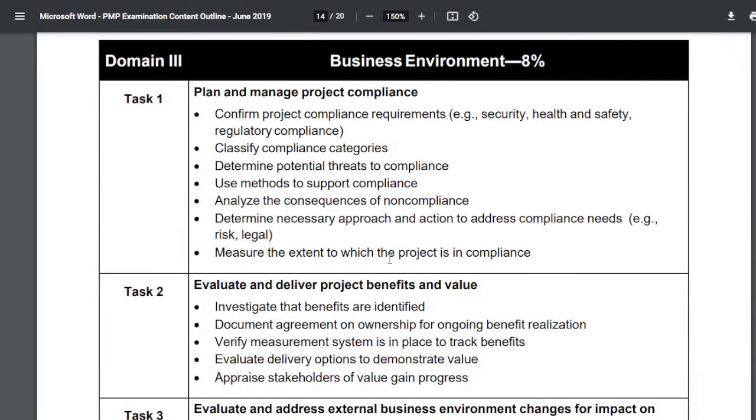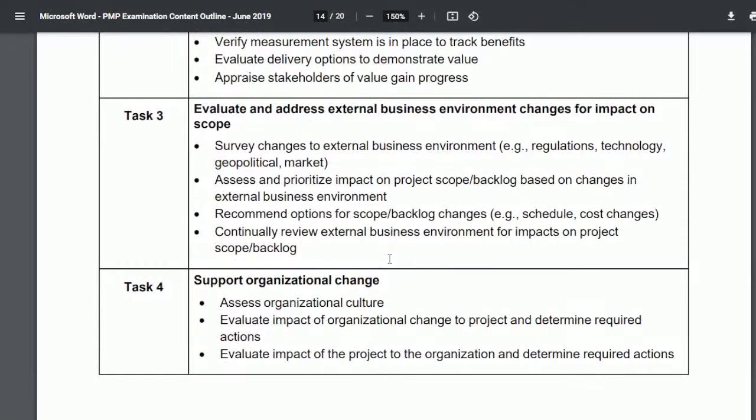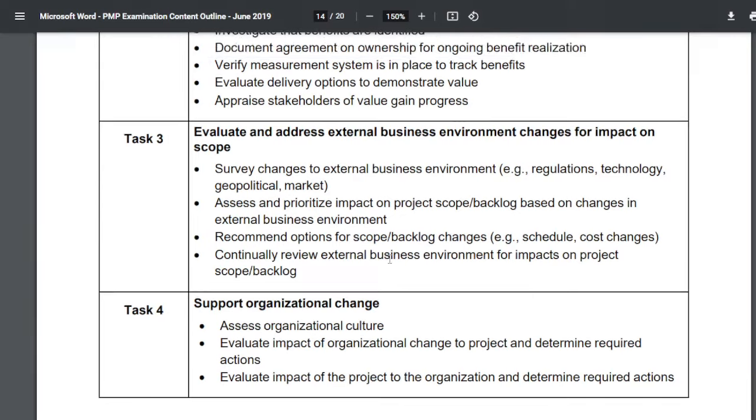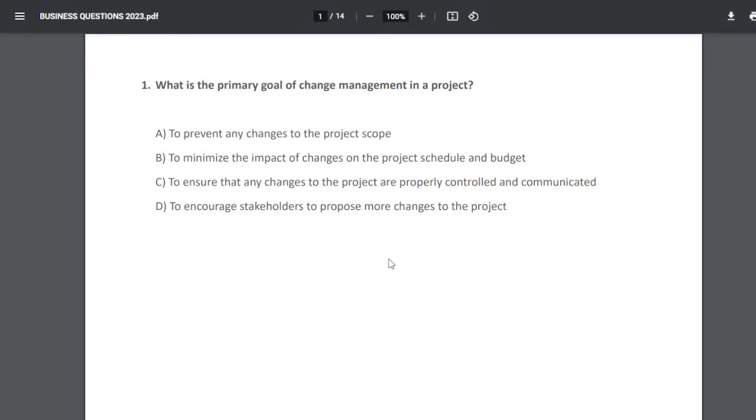We're going to cover plan and manage project compliance, evaluate and deliver project benefits and value, evaluate and address the business environment changes externally for impact on scope, and we're going to talk about supporting organizational change. But let's start off with some very basic questions to get you in that right mindset.